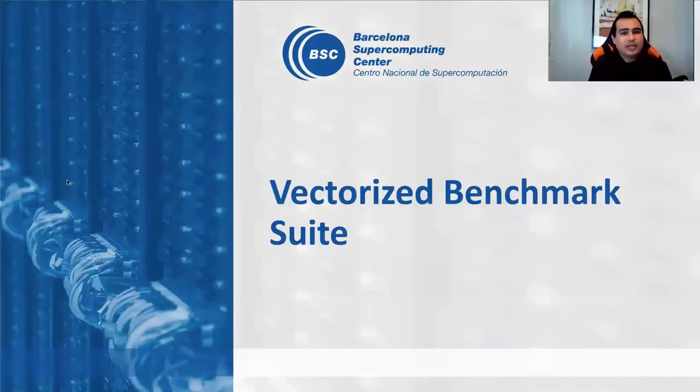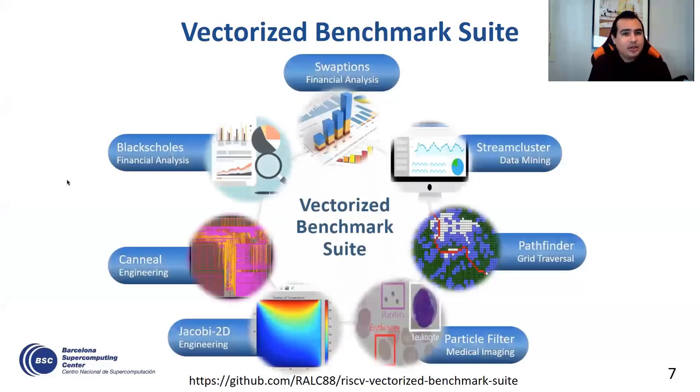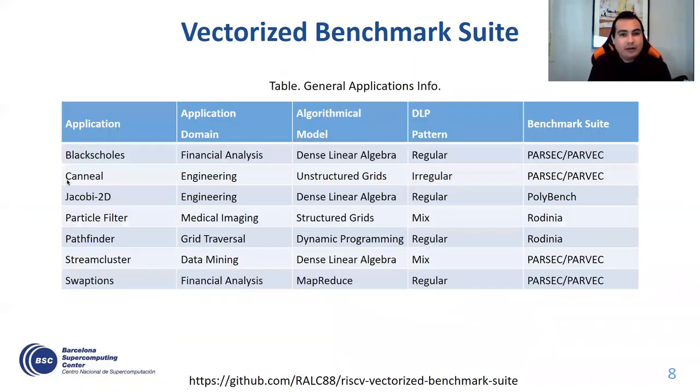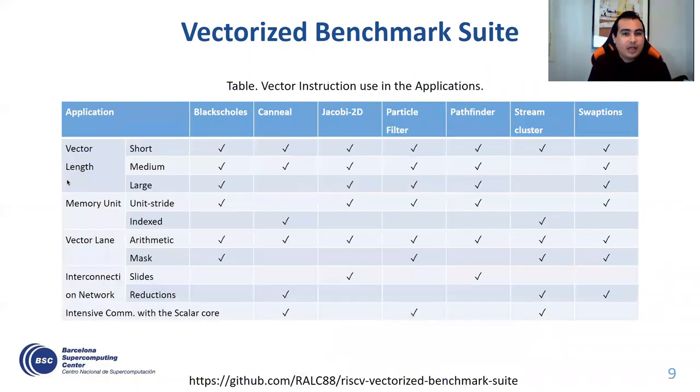The next tool is the vectorized benchmark suite. This suite is composed of seven applications: Blackscholes, Canneal, Jacobi, Particle Filter, Pathfinder, Streamcluster, and Swaptions. We can classify these by the different DLP patterns: regular, irregular, and a mix of these. Also, we can see where the applications were taken from. We can also classify these applications according to some features, for example, the supported vector length: short, medium, and large. For example, Blackscholes supports short, medium, and large, while Canneal only supports short and medium.